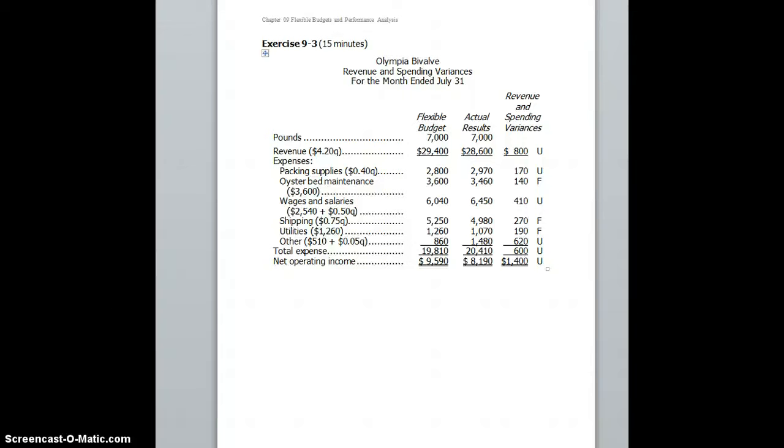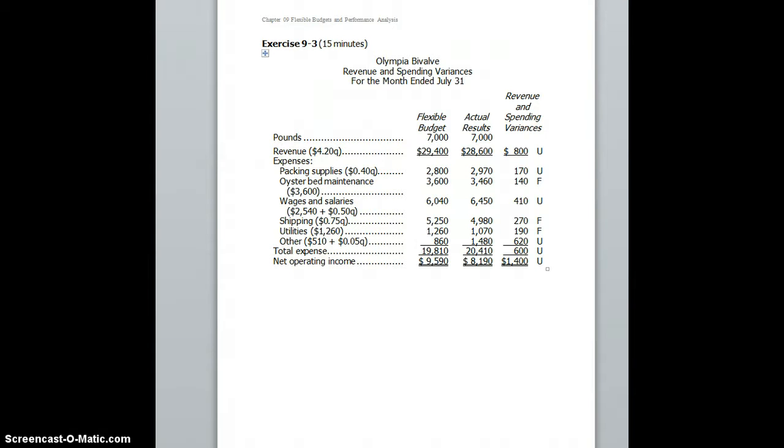We'll now begin our discussion of exercise 9-3, which is on page 403 over to the top of 404. Exercise 9-3 asks us to take the flexible budget as well as the actual results for the month of July for Olympia Bivalve and calculate the revenue and spending variances.